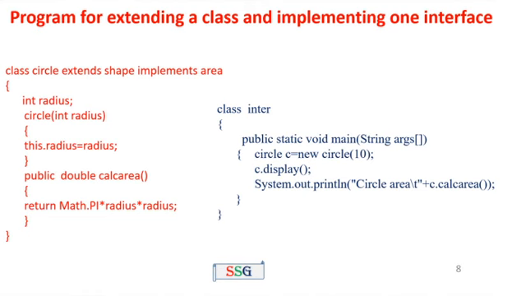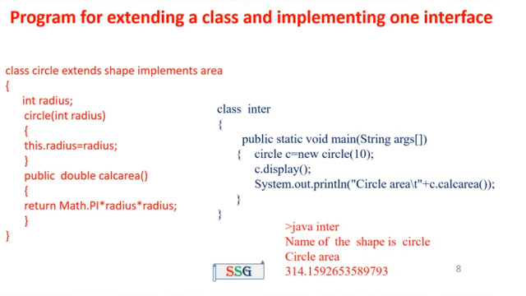Next, the main class interface, public static void main, circle c equal to new circle. Here the value 10 is passed to the constructor, so radius equal to 10, that is c.radius equal to 10. Then next, the c.display function. Here the display function displays the message: name of the shape is circle. Next, System.out.println circle area, c.calculateArea. Control transfers to the calculateArea function and performs the operation pi r square, that is 3.14 into 10 into 10. The resultant value is displayed here.